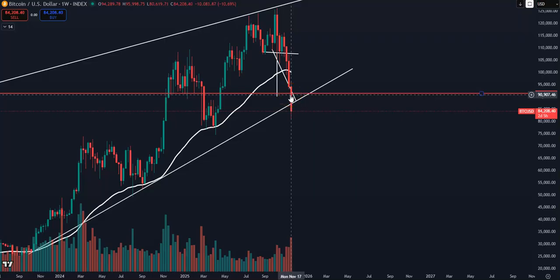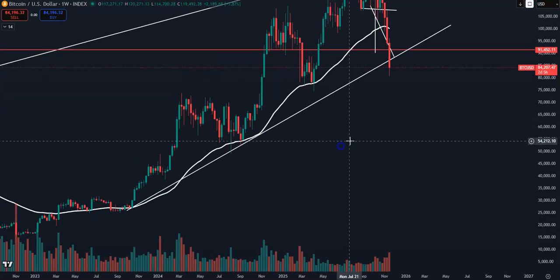So by this Saturday night or Sunday, whenever the market closes and we start a new week, a new candle, if this particular candle is not above this 50, then you're going to see continued capitulation. The price is just going to continue to go down.